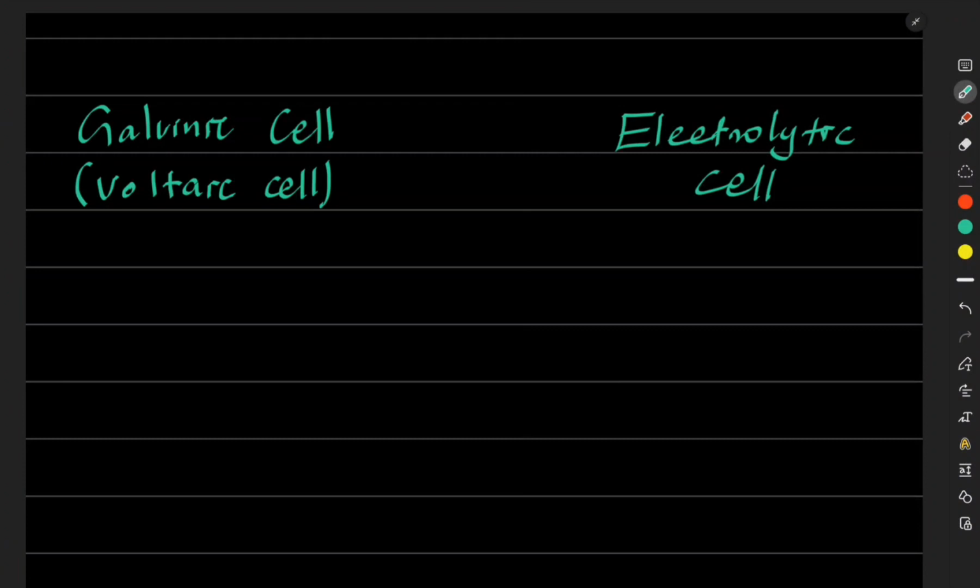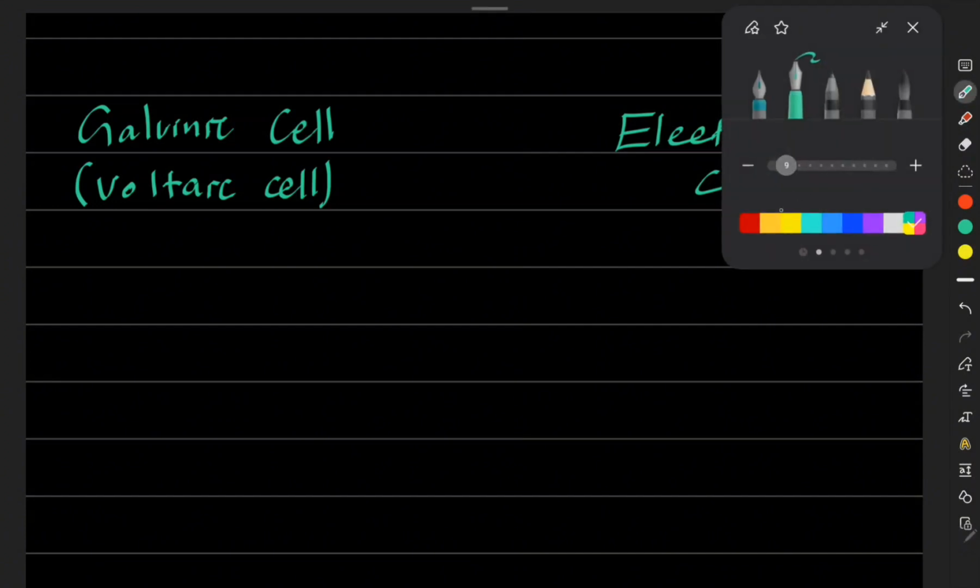There are two types of cells. First, galvanic cell, and second, electrolytic cell. The galvanic cell is also called a voltaic cell. In a galvanic cell, electricity is produced spontaneously.